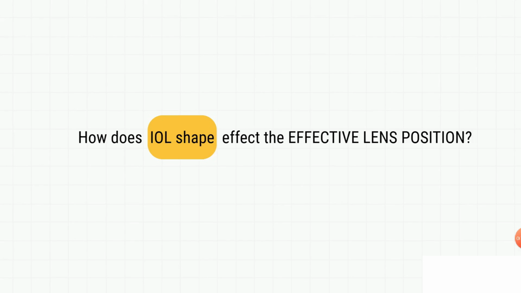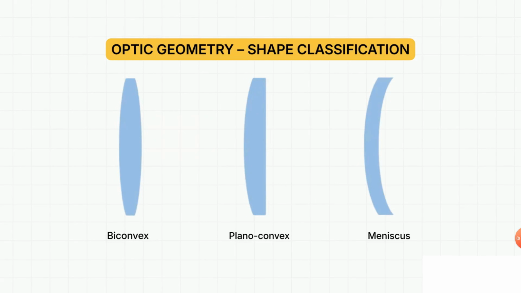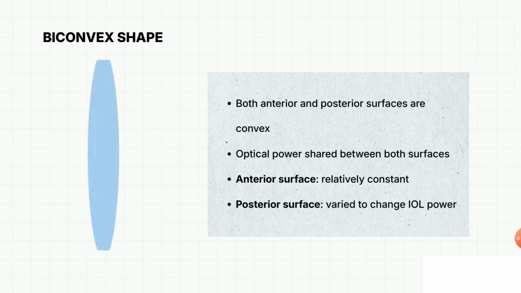How does IOL optic shape alter the effective lens position? Based on the optic geometry, monofocal IOLs can be broadly classified into biconvex, plano-convex or convex-plano, and meniscus lenses. And each of these alters ELP in their own way without actually moving the lens. Let's start with the biconvex optics, which is the most commonly used modern IOL design. In a biconvex lens, both the anterior and the posterior surfaces are convex, and the optical power is distributed fairly symmetrically across both surfaces.